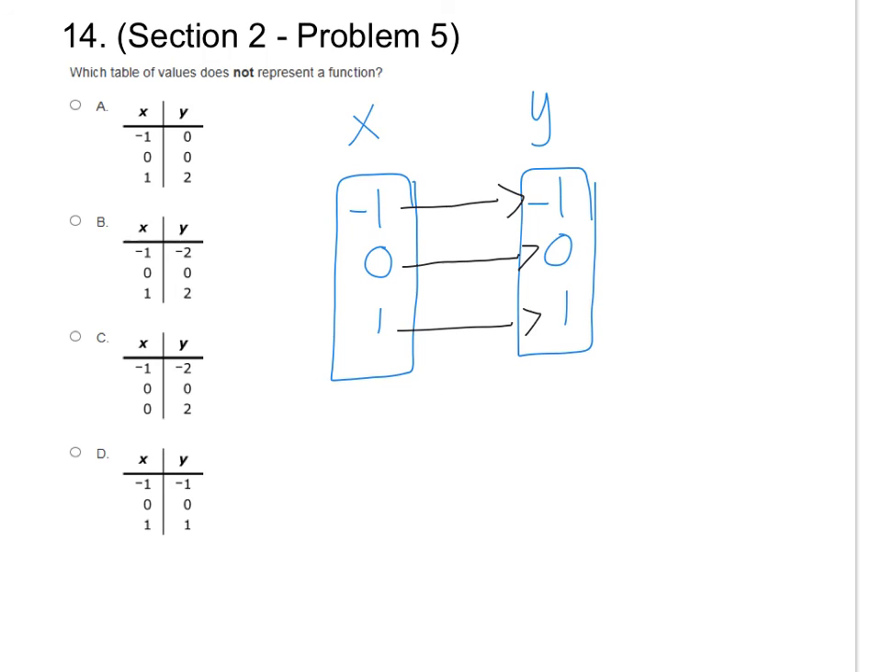ordered pair. So again, does this input have exactly one output? Yes. This input has exactly one output, and this input has exactly one output. So letter D is also a function. So we found that the one that was not a function was letter C. This is not a function, and the reason was because my input of 0 had two different outputs, 0 and 2.